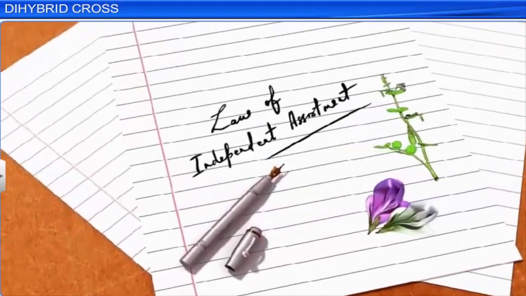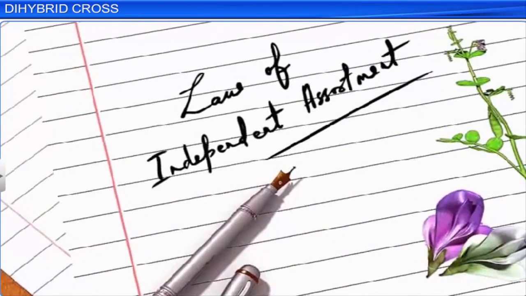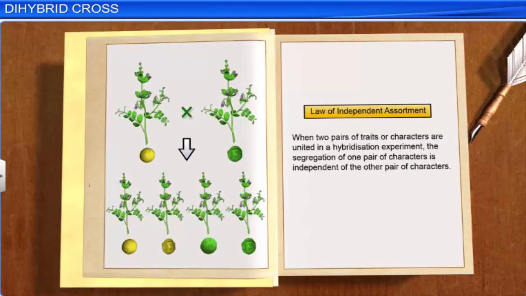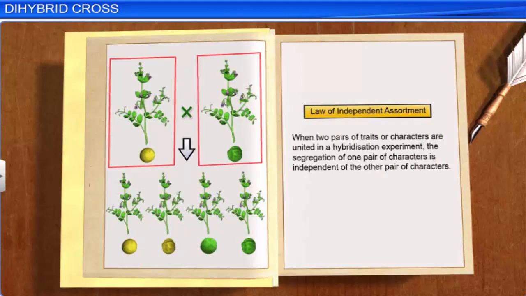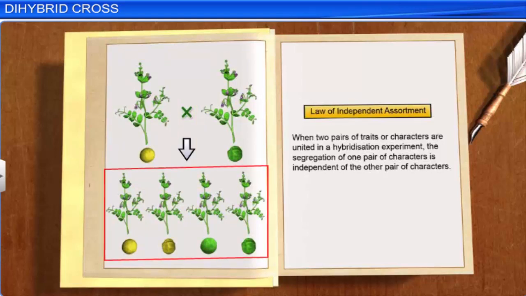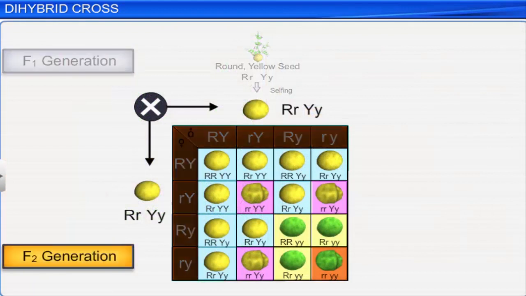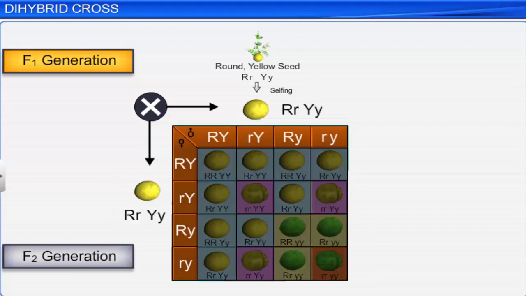From such observations on dihybrid crosses, Mendel proposed a new set of generalizations which was later called the law of independent assortment. According to this law, when 2 pairs of traits or characters are united in a hybridization experiment, the segregation of one pair of characters is independent of the other pair of characters. We can use the Punnett square to easily understand the independent segregation of the 2 genes during meiosis and the production of pollen grains and eggs in the F1 generation.